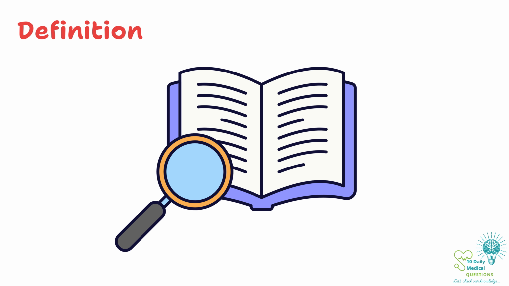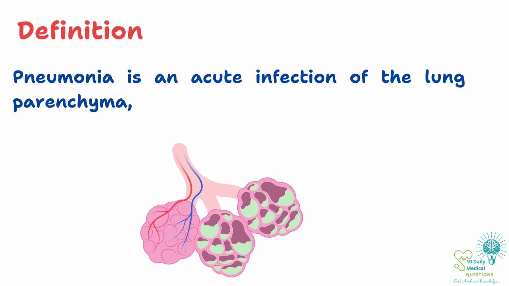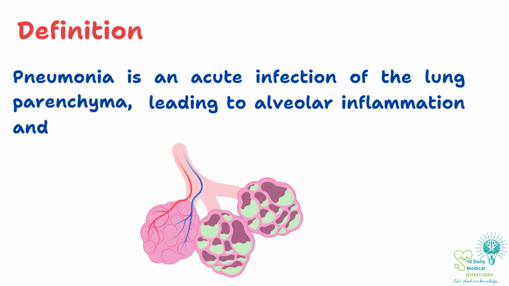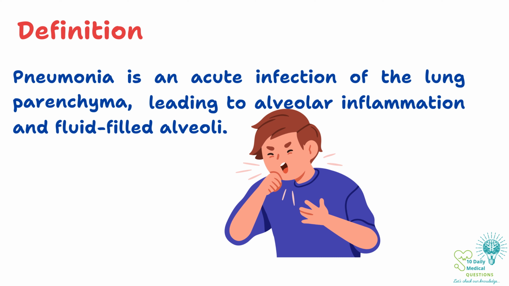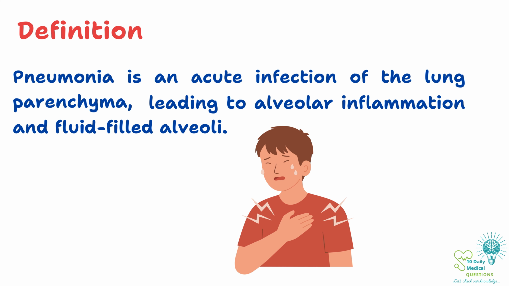Definition: Pneumonia is an acute infection affecting the lung parenchyma. It typically results in inflammation of the alveoli, causing them to fill with pus or fluid, leading to impaired gas exchange. Clinically, this presents as cough, fever, dyspnea, and sometimes pleuritic chest pain. Let's now dive into the types of pneumonia.